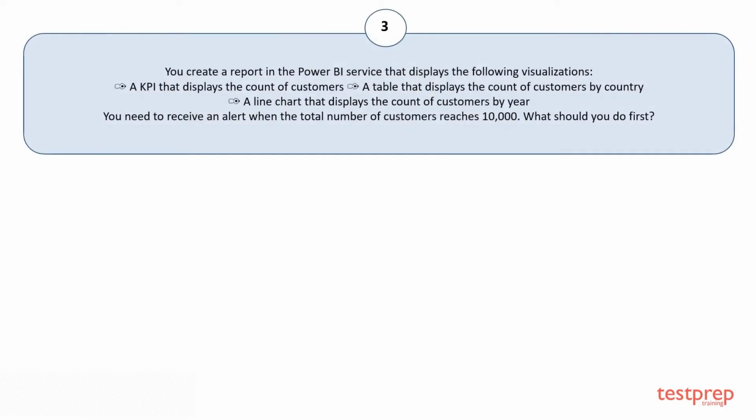Question number 3. You create a report in the Power BI service that displays the following visualizations. 1. A KPI that displays the count of customers. 2. A table that displays the count of customers by country. 3. A line chart that displays the count of customers by year. You need to receive an alert when the total number of customers reaches 10,000. What should you do first?